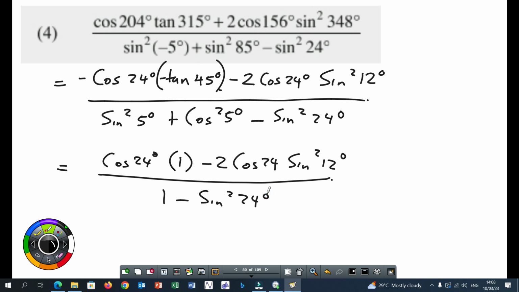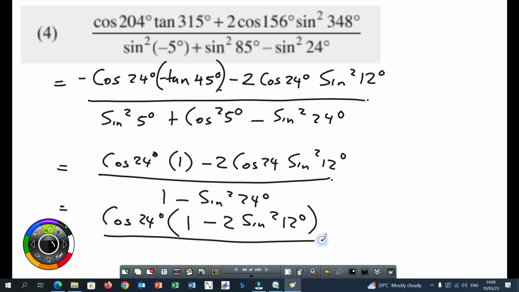Okay, I'm smiling a little bit. So I've got a common factor here. This is a common factor. Do you agree with me then? Do you see that? Yeah, remember I told you these questions require factorization. So if I take out my common factor, that will be cos 24 degrees times 1 minus 2 sine squared 12 degrees. I'm smiling now because everything is coming out.